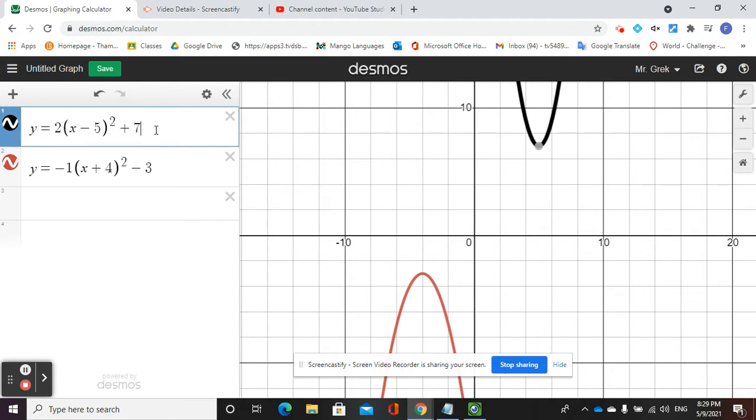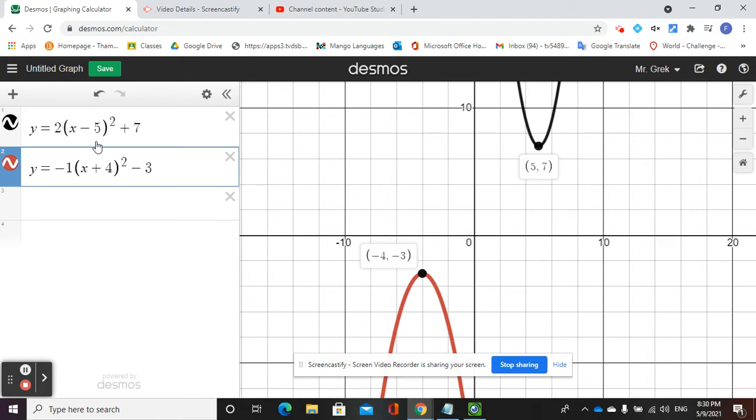When I have a parabola in vertex form, if my equation's in vertex form, I can read out the vertex. So if I look at this black parabola, it's got a vertex of 5 and 7. If I look at this red parabola, I've got a vertex at the point -4, -3. How do these numbers connect to the equations?